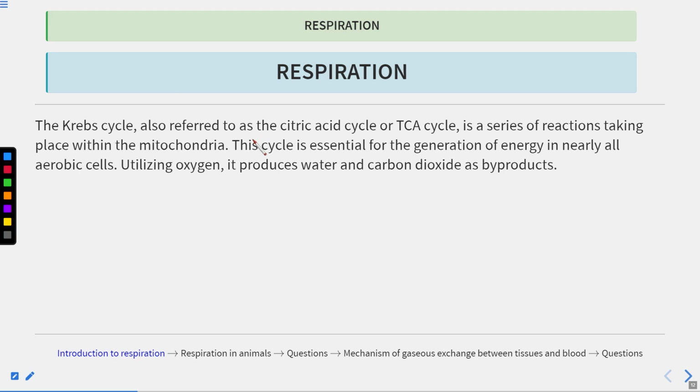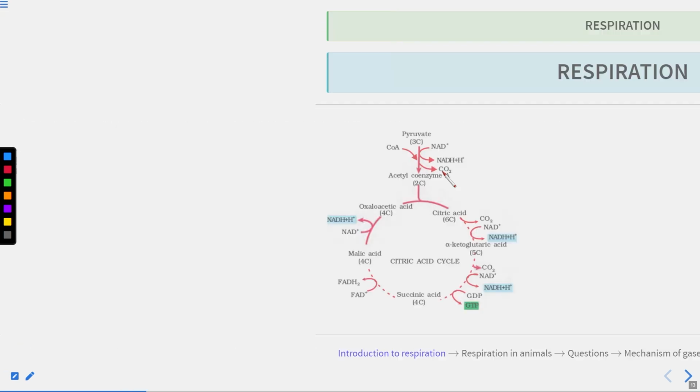So the Krebs cycle, also referred to as the citric acid cycle or the TCA cycle. TCA cycle means tricarboxylic acid cycle. Why tricarboxylic acid? Because citric acid has 3 carboxylic groups. That's why it is also known as tricarboxylic acid. So it is a series of reactions taking place within the mitochondria. Now this cycle is essential for the generation of energy in nearly all the aerobic cells utilizing oxygen. So utilizing oxygen, it produces water and carbon dioxide as the byproducts.